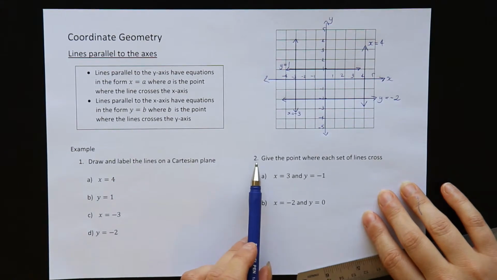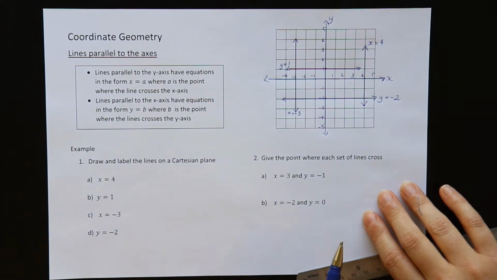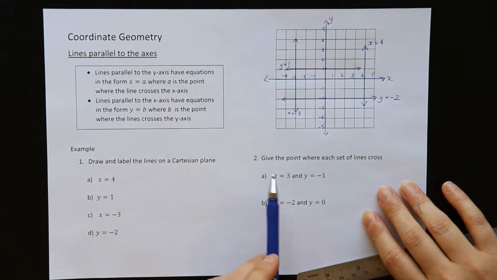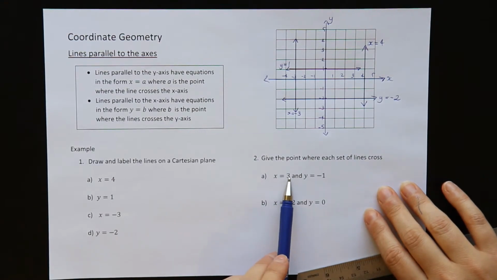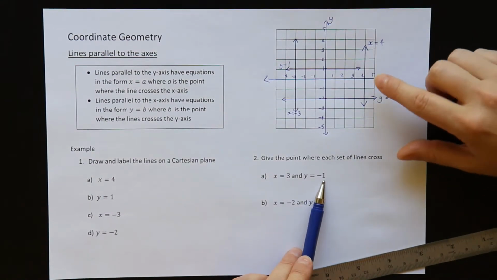Okay, so let's have a look at question 2. Give the point where each set of lines cross, or where they meet. So if we have the line x is equal to 3 and y is equal to negative 1. We don't need to draw this, but the graph can be helpful.